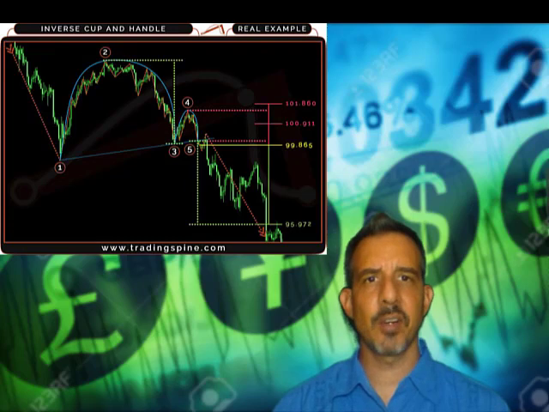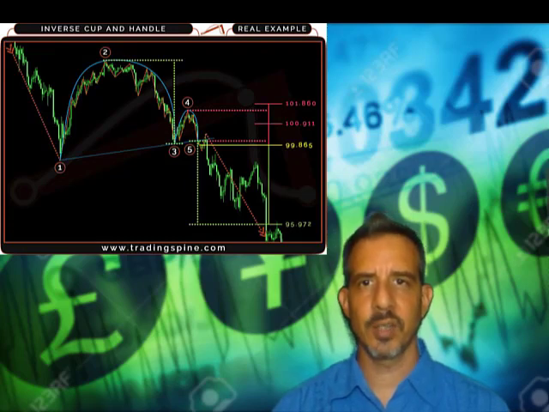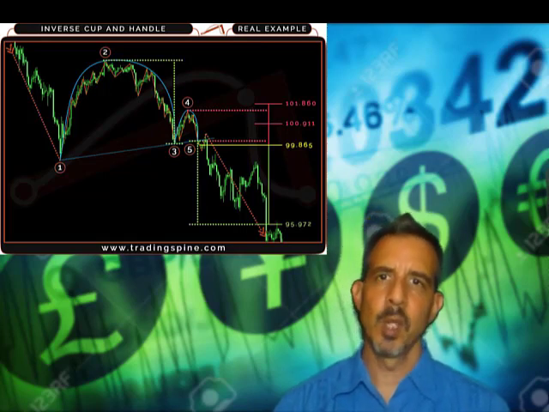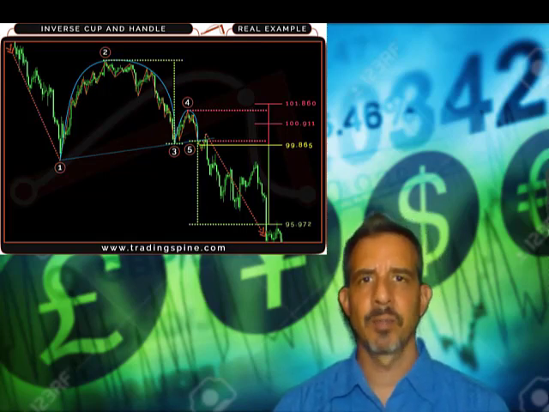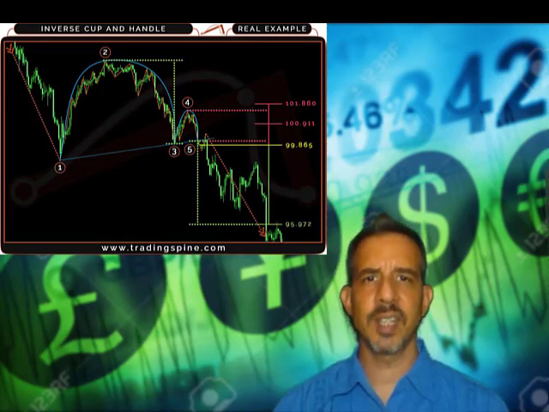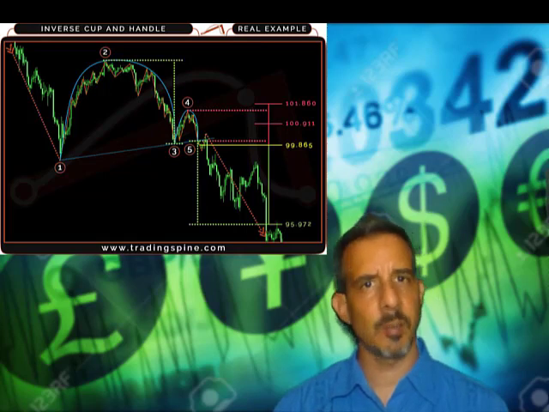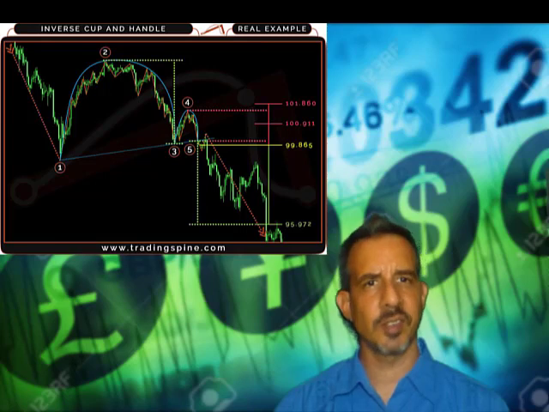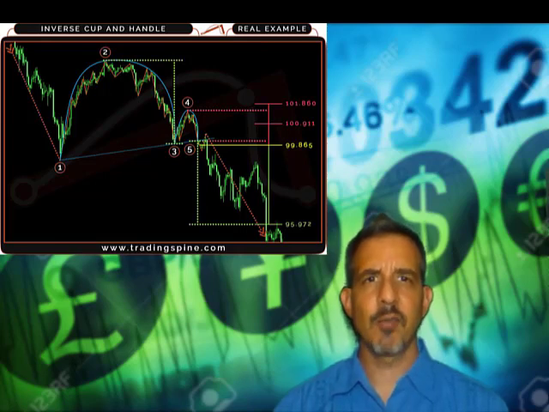The case of the inverse cup and handle. Price action. In a downtrend, price action finds first resistance, number 1, where it reverses direction and goes upwards till finding first support, number 2, which will be the highest high in the pattern. Price action reverses direction from support, number 2, and goes downwards steadily till finding the second resistance, number 3, and completes the cup formation. Price action reverses direction from resistance, number 3, and goes upwards till finding the second support, number 4, which must be lower than the first support, number 2.